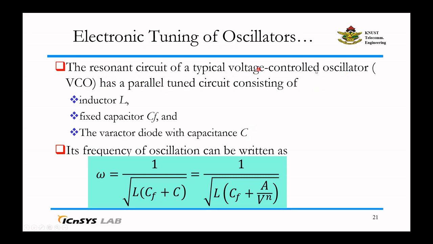The voltage controlled oscillator usually has a parallel tuning circuit. That is the equivalent circuit. It's one of a parallel circuit. And the frequency of oscillation is given by this. CF is the fixed capacitor, and then C is the capacitance of the varactor diode. And therefore, omega, which is the frequency of oscillation, is given by this expression. So this is the end of the presentation. I will now unmute for questions, and then we can end the session.